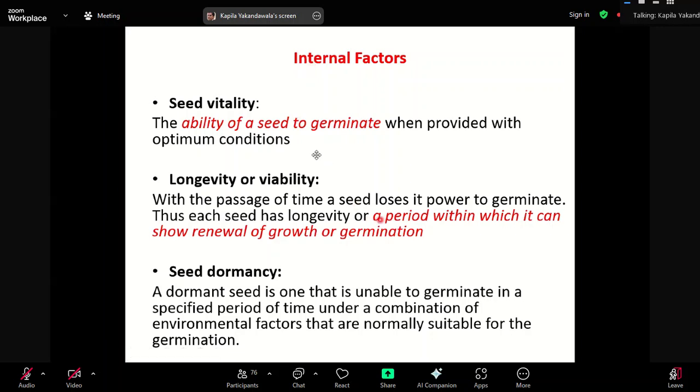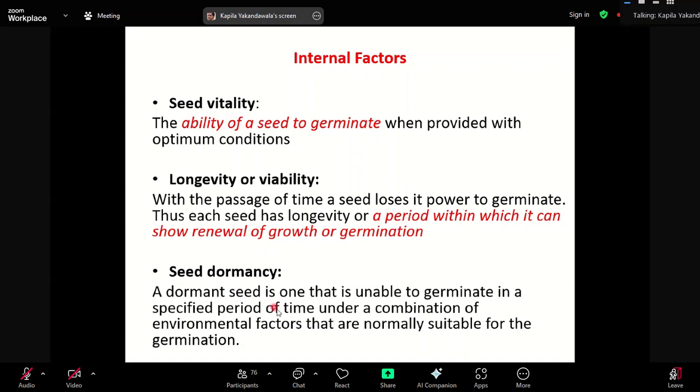Then what are the internal factors responsible for seed germination? Seed viability. What is viability? Ability of a seed to germinate when we provide optimum conditions. Then what is longevity? Longevity is the period within which a seed shows renewal of growth or germination. There is a limit period of longevity.